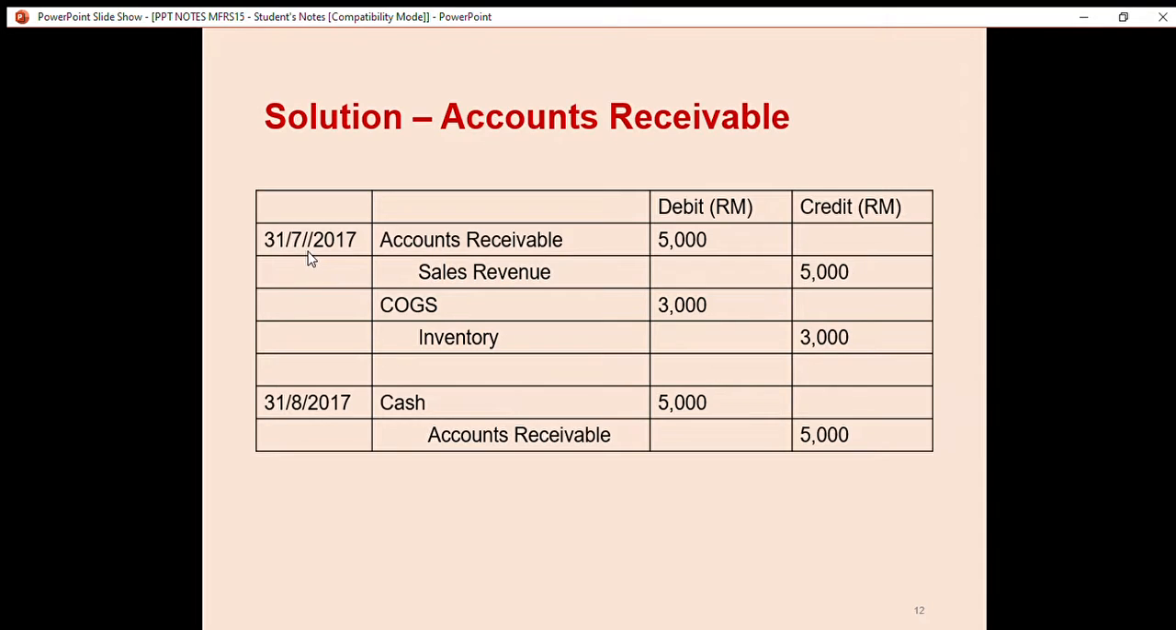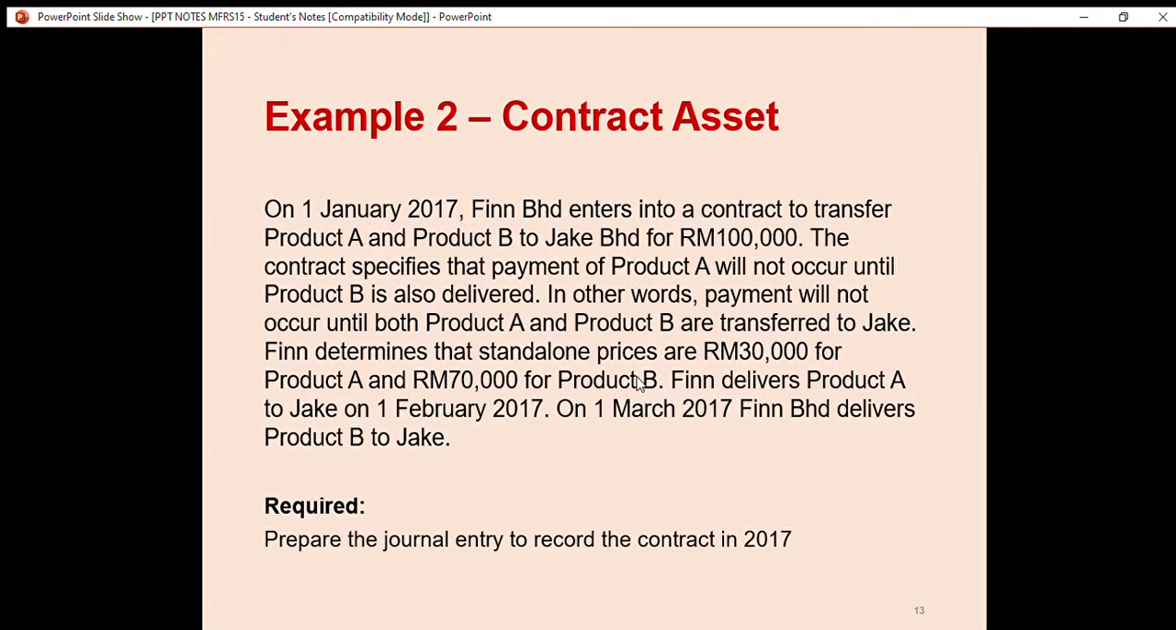As you can see, the revenue from the sales of goods is recognized on 31st July 2017, when the goods are delivered to the customers. That's why we credit sales revenue 5,000 on 31st July, since the goods have been transferred to the customer. Now let's have a look at example 2, contract asset.